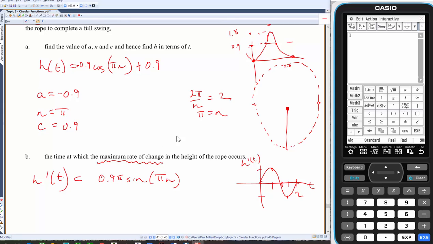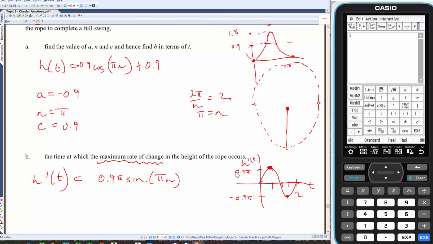But what we're looking for is the maximum rate of change. Okay, the maximum. When is the rate of change at its highest? Now here we've got the highest rate of change because its rate of change here is 0.9 pi. Okay, that's its rate of change here. But here's another really tricky thing. Its other maximum rate of change is down here at negative 0.9 pi.